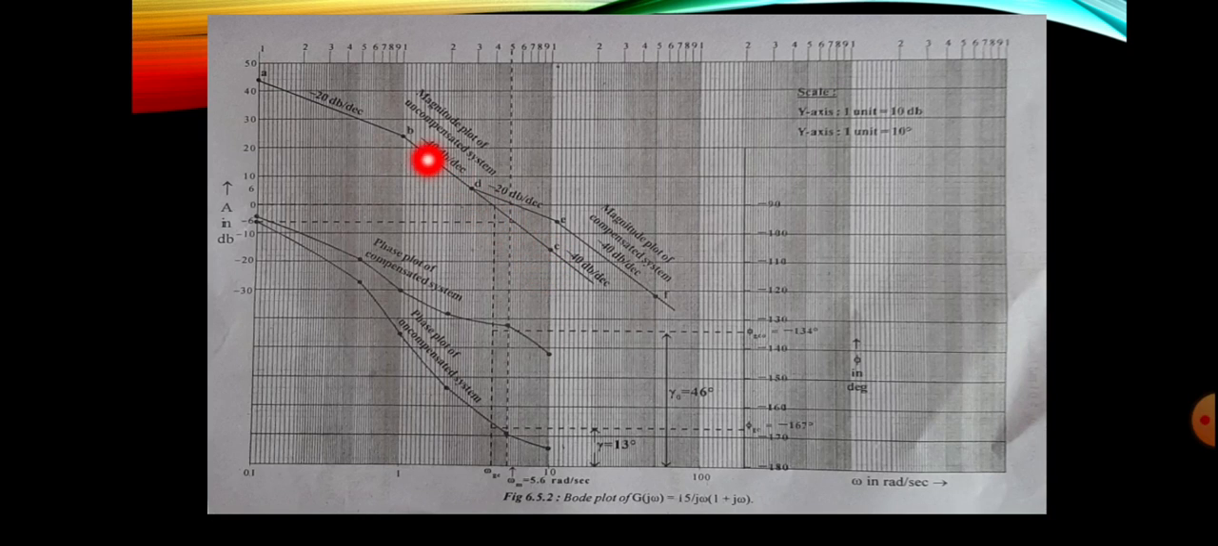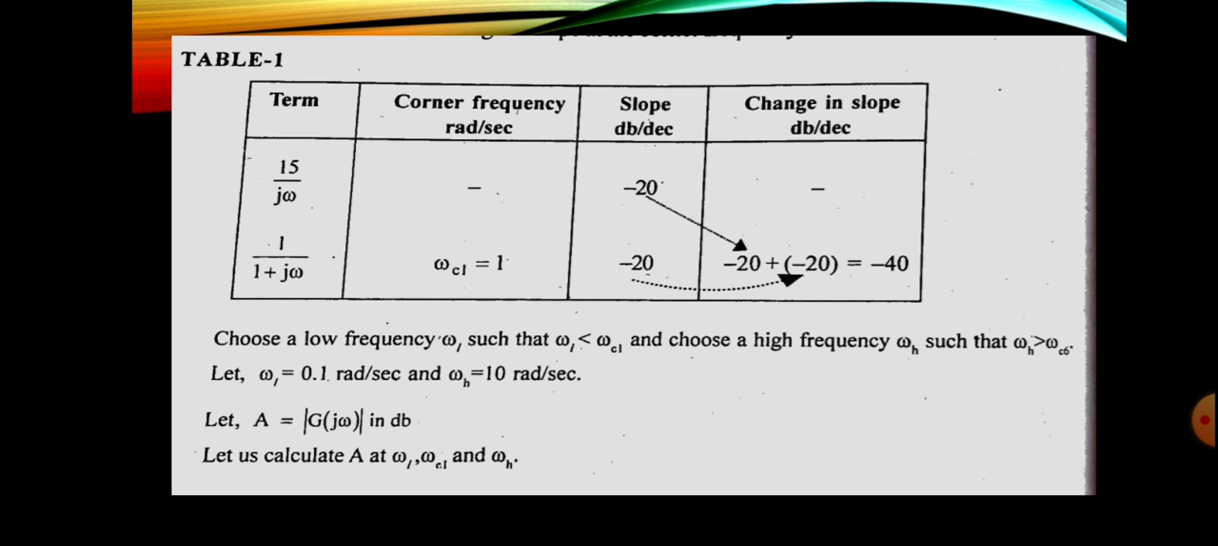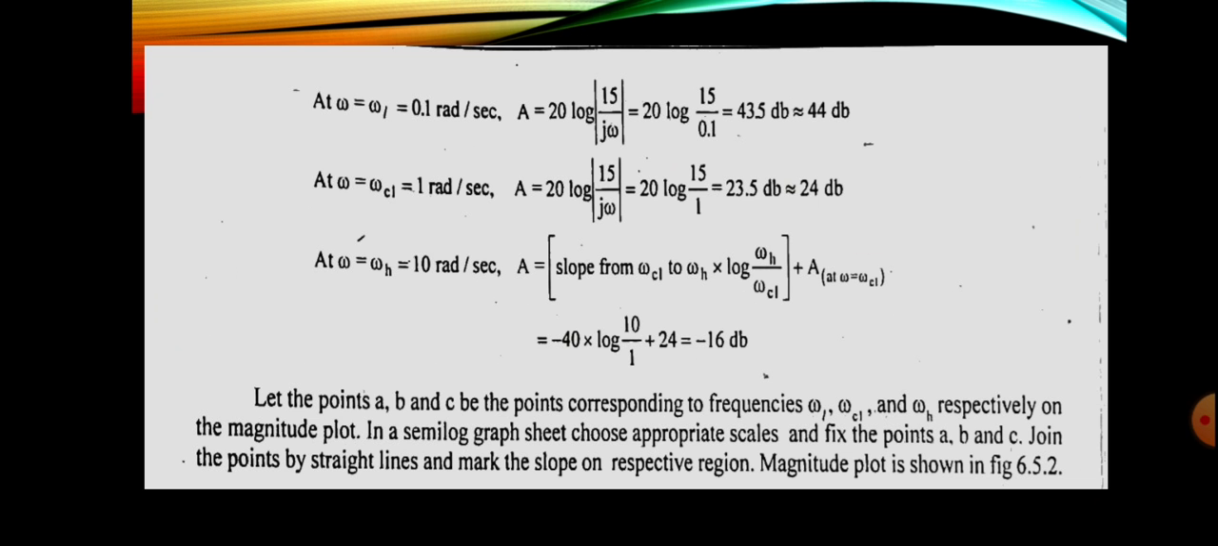So we can join this curve, that is A to B, B to C. That is our magnitude plot without compensation. That is why here it is written as magnitude plot of uncompensated system. You can mark the slope values, that is minus 20 dB and minus 40 dB, okay. That is obtained from the table. Here it is minus 20 dB and next it is minus 40 dB, okay.